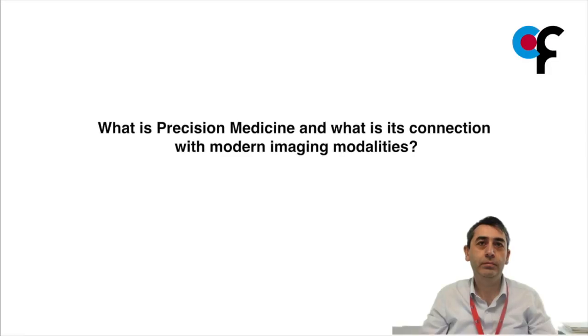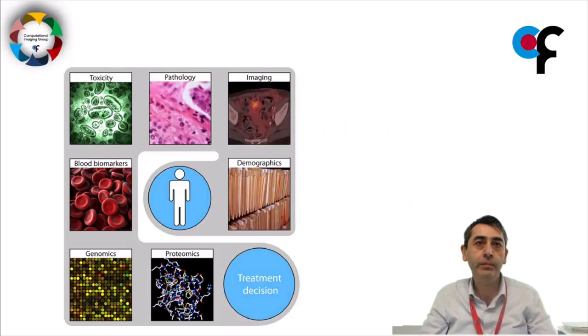What is precision medicine and what is its connection with modern imaging modalities? Precision medicine is an evolving methodology to treat and prevent disease that, contrary to the past, takes into account individual variability in genes, environment, and lifestyle. Precision medicine involves integrating information from multiple sources in a holistic manner to achieve a definite diagnosis, focused treatment, and adequate response assessment. Biomedical imaging and image-guided interventions are key elements in the infrastructure needed for precision medicine.